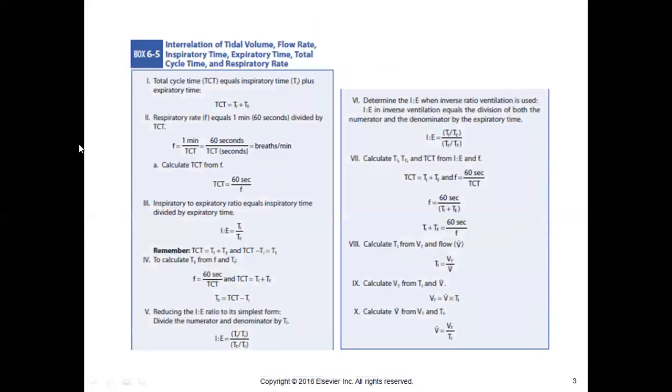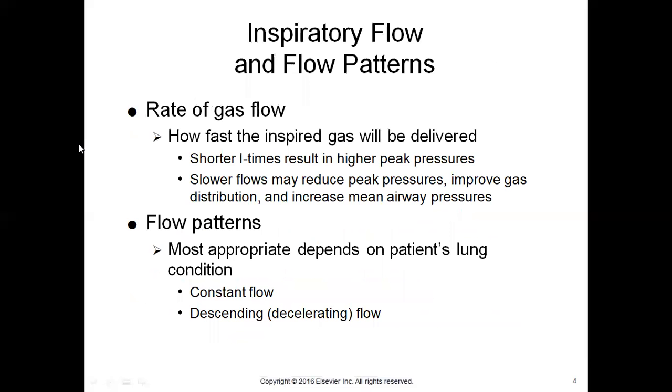And so we start talking about now we have our tidal volume that we want to hit as our target tidal volume. How fast do we need to deliver that gas into that lung? In pressure control, we set it by I time, or inspiratory time. In volume control, we set the flow, and it's in liters per minute.